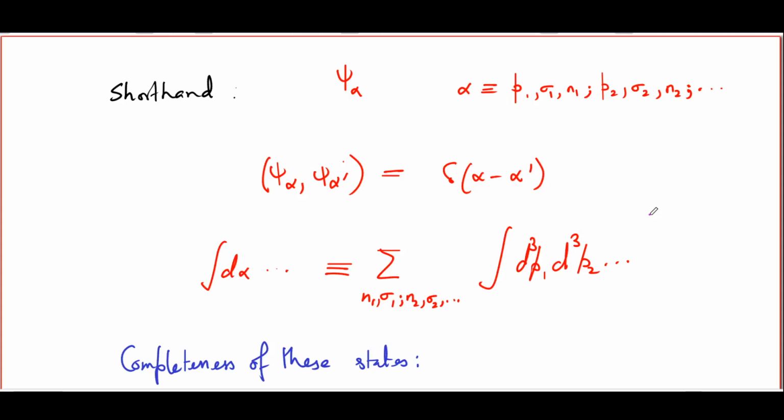Now, we have to integrate over the continuous labels P1, P2, P3 and sum up over the discrete labels sigma 1, sigma 2, N1, N2 and so on. And we have to do this from time to time. All of this is encoded by this single integration symbol. When you say integral over d alpha, what we mean here is that we are going to integrate over all the three momenta P1, P2, P3 and so on. So these are actually the three-vector parts of the four momenta P1, P2, P3 which we are integrating over. And then we are going to sum up over all sigma values, all n values and so on.